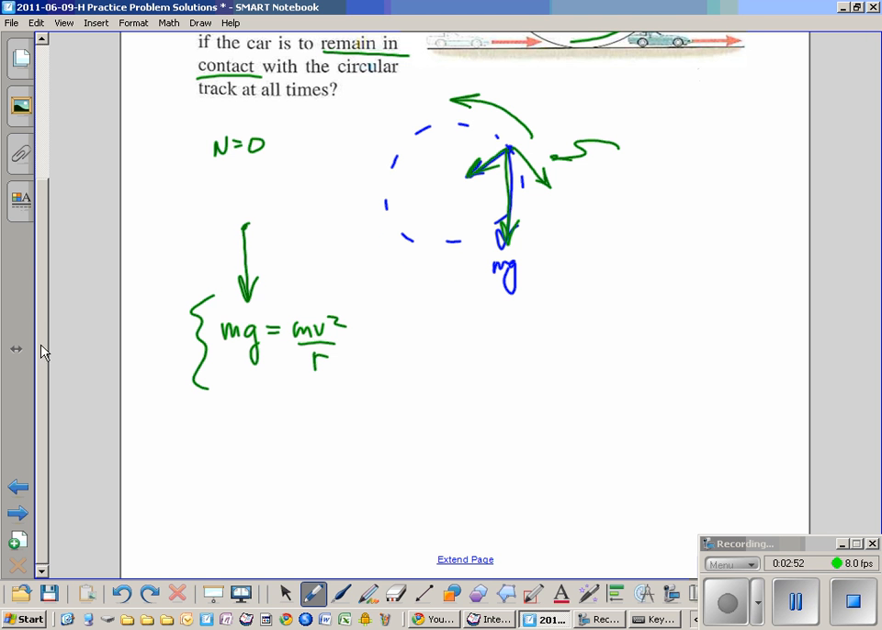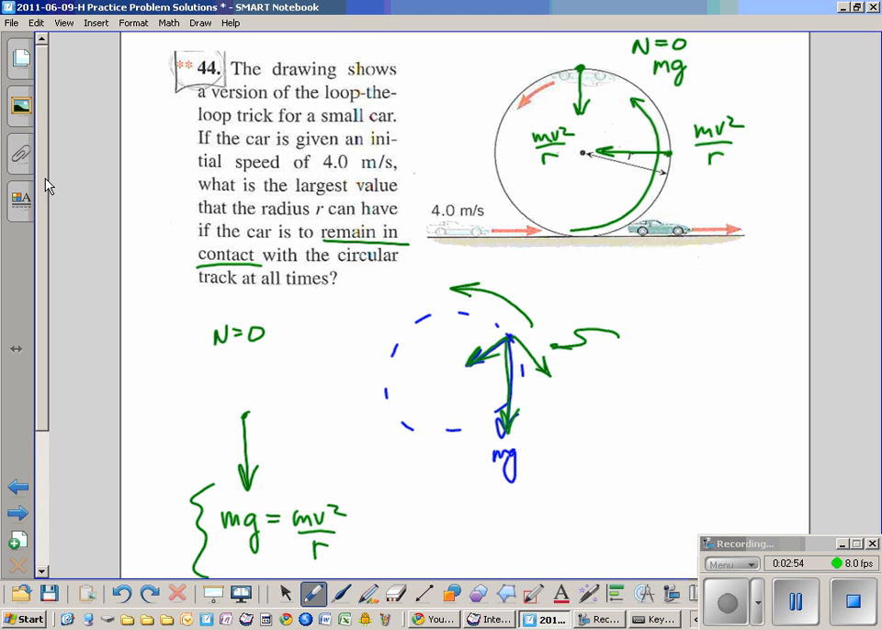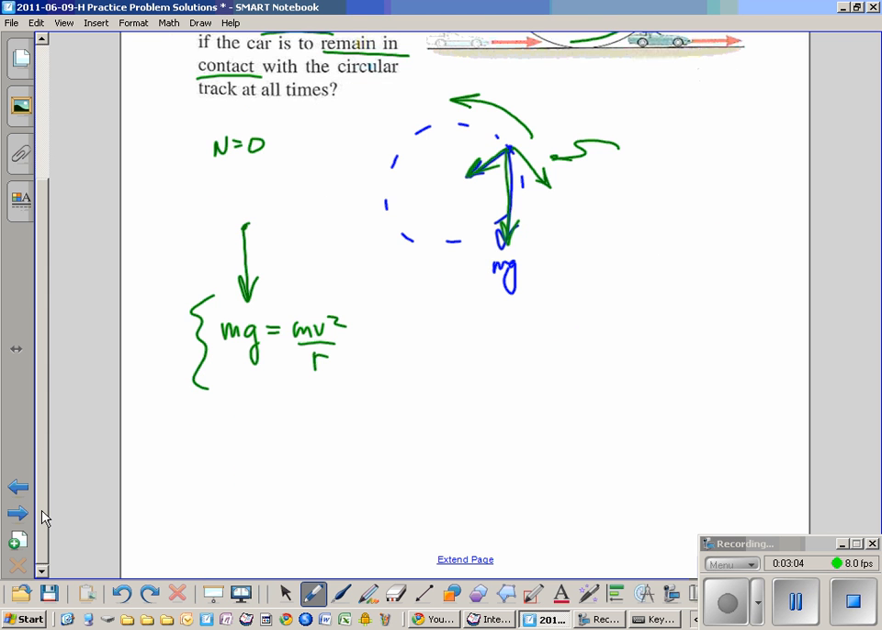All right, so the car is given an initial speed of 4 meters per second. What's the largest value that the radius r can have if the car is to remain in contact with the circular track?